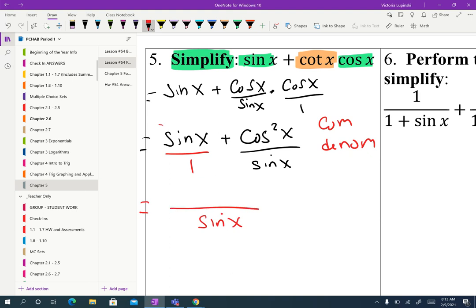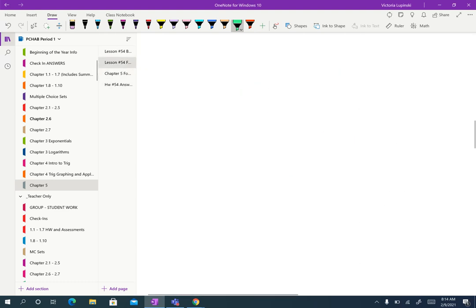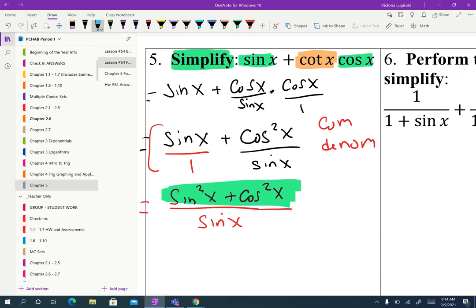In order to turn this sine over 1 into something over sine, I have to multiply top and bottom by sine over sine, and that's going to give me a sine squared. And then I still have my cosine squared. Again, from here, once you have these squared values, sine squared plus cosine squared, hopefully you think to yourself, I think that's a Pythagorean identity. Sine squared plus cosine squared, look at that, is simply equal to 1. So you're going to go ahead and make that replacement.